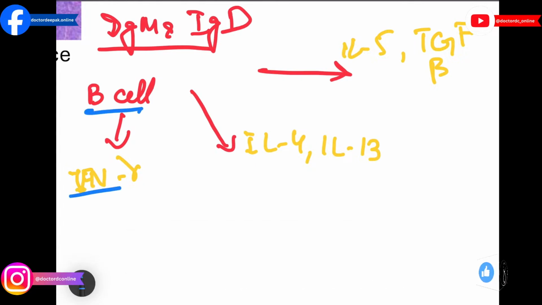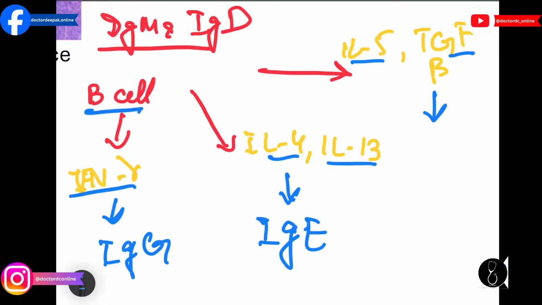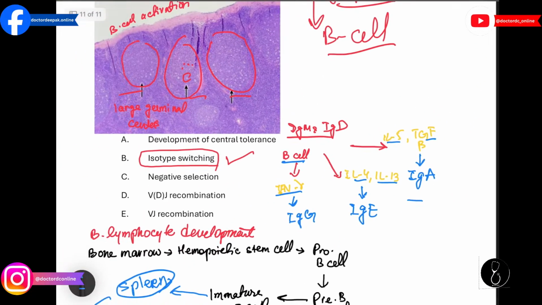If any B cell is exposed to interferon gamma, then it will switch to IgG. If there is exposure of the B cell to interleukin 4 and interleukin 13, then it will switch to IgE. If there is exposure of the B cell to interleukin 5 and tumor growth factor beta, then there will be class switching of the antibody into IgA. And this is just a summary of all the things.